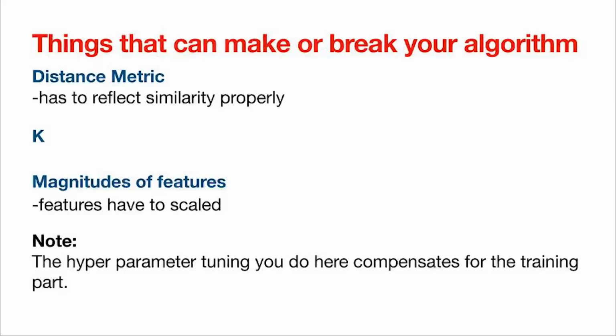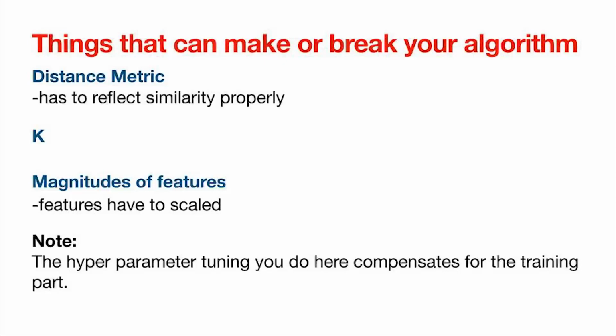Now, here comes the important part. These things can really make or break your algorithm. These things are really important. The first is the distance metric. The distance metric is the metric that you use to compute the distance between two examples, and it has to reflect that distance properly.